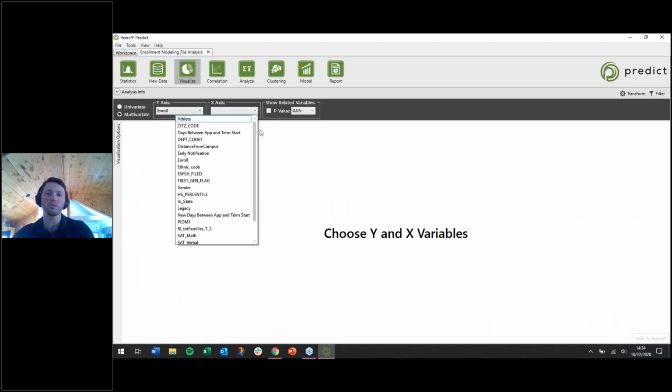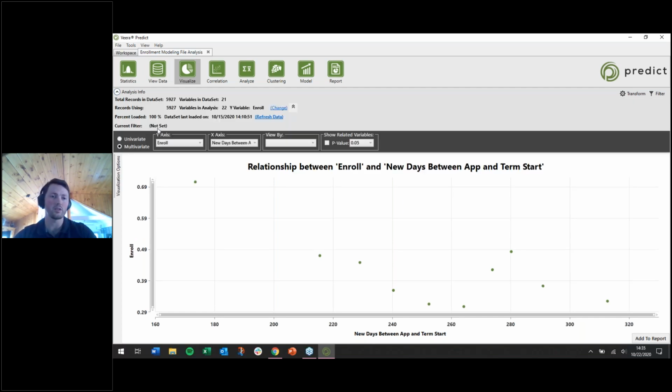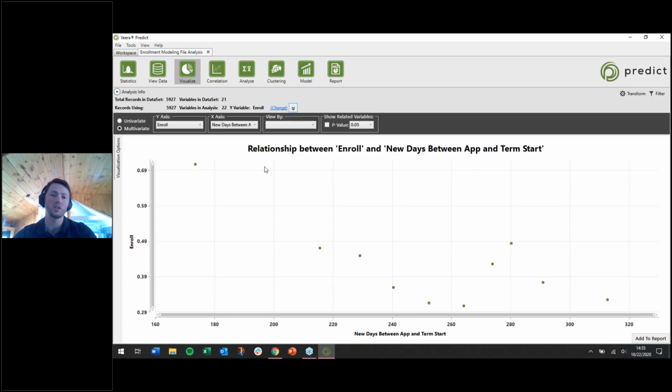And you can, by the way, pick this up for anything. If it's students that are receiving financial aid, or people that are inpatient versus outpatient, or new donors versus returning donors. Again, it does apply to every industry here. So if I take a look at that days between app and term start, this is the relationship for the group overall. Again, no filter set here.